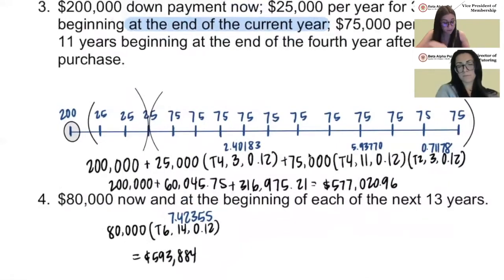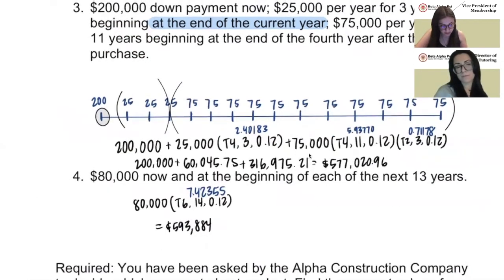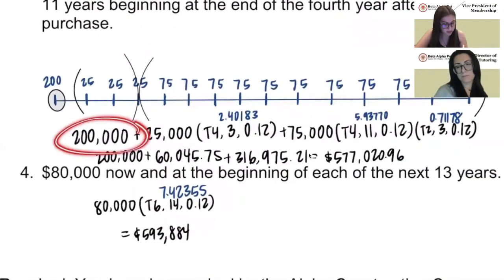So let's create a timeline. They're going to pay 200,000 now, and then at the end of that first year, they're going to pay 25. Then they're going to do that for 3 years. Then at the end of the 4th year, they're going to start paying 75,000 for 11 years. Okay? So there's a few different things that we need to calculate here. First things first, 200,000, it's at its present value already.